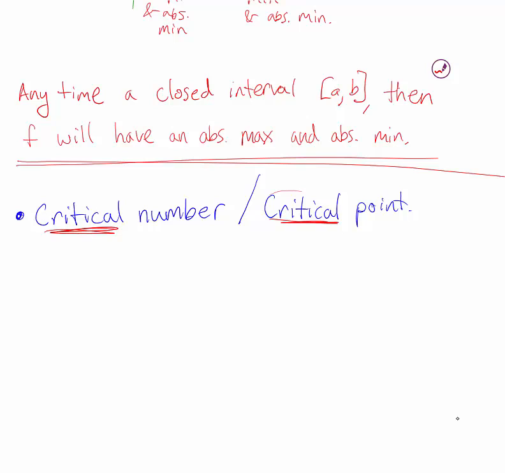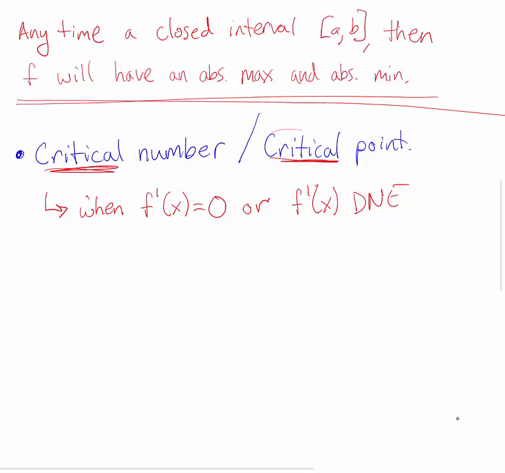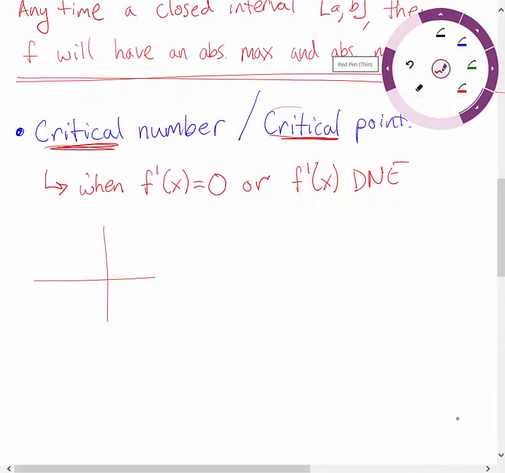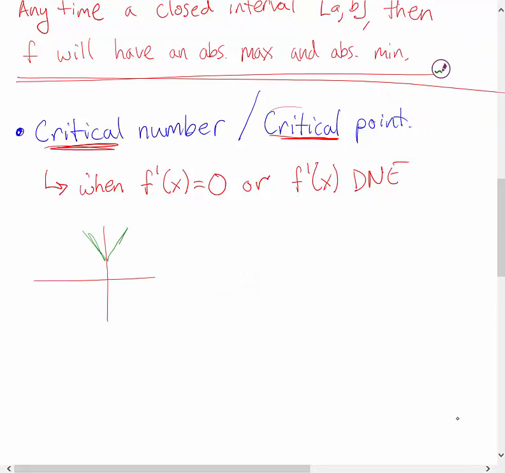So what critical numbers are is when the derivative, f prime of x, equals 0, or f prime of x does not exist. So graphically that would be, if I have an absolute value graph right there, that would be a critical point because the derivative does not exist.